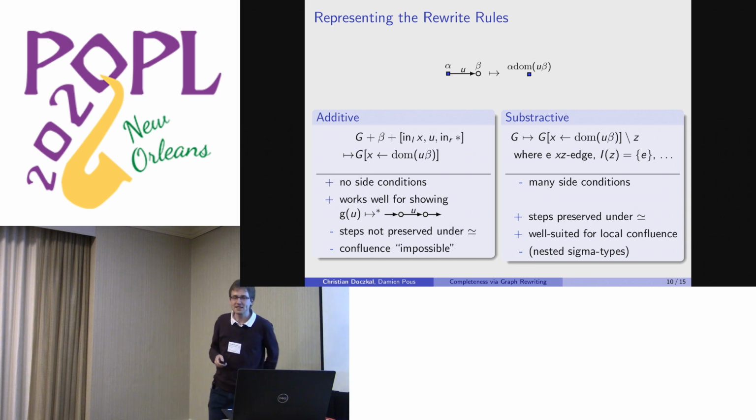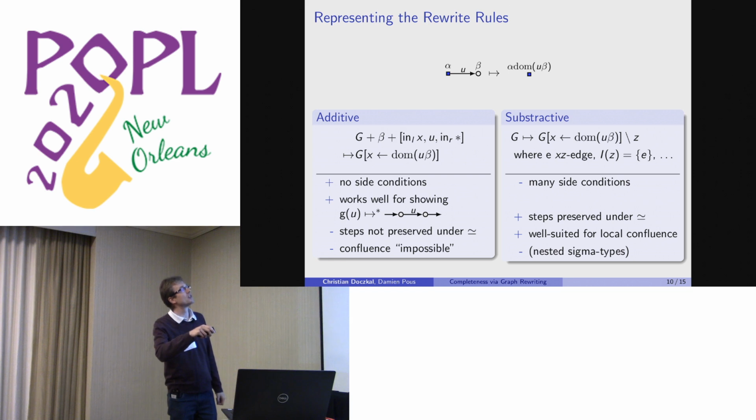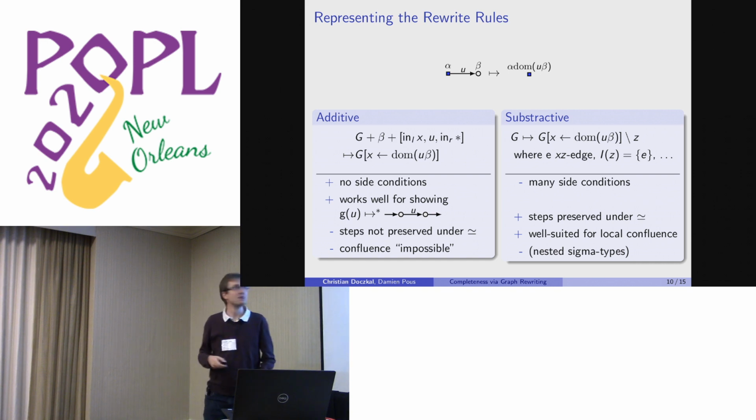But for the purpose of local confluence, we need a second representation of the rewrite system. This is what I call the subtractive representation, where you always have a graph on the left, like just a single variable, and then you say you go from G to G where you removed some stuff and updated stuff. And then of course you need some side conditions. You actually need quite a few side conditions, so this is the bad part. But the good part is that for this representation, you can show that steps are preserved under isomorphism, and hence you can do the usual local confluence argument as you would expect.